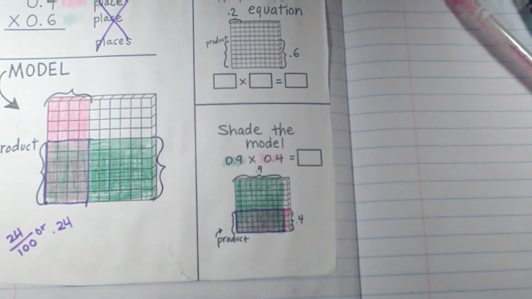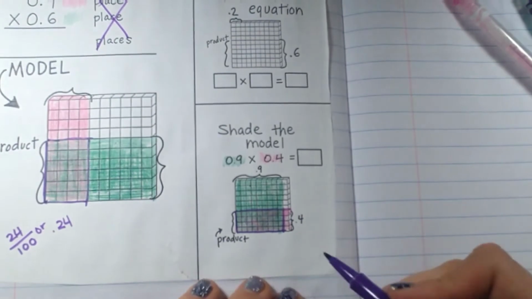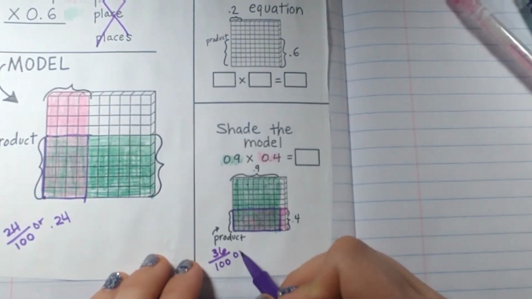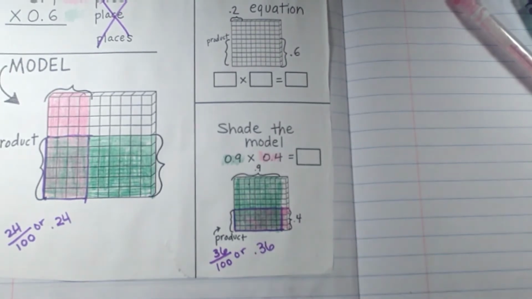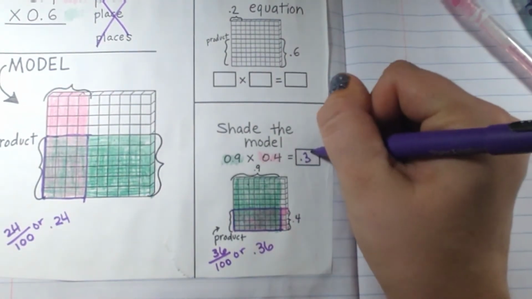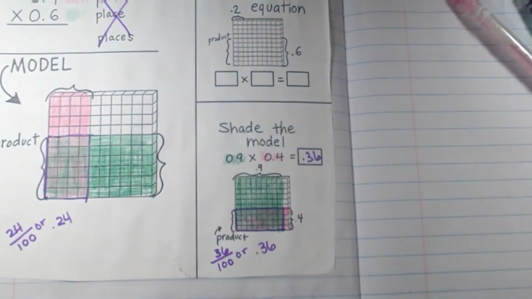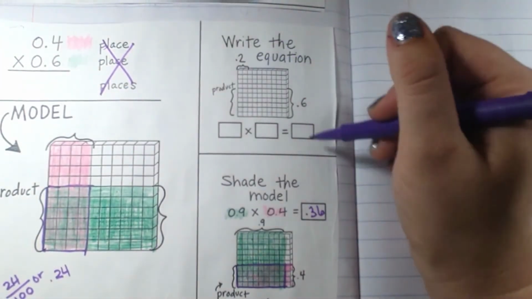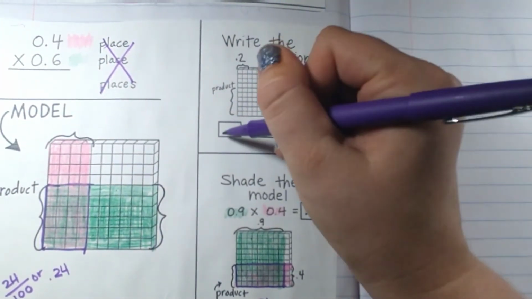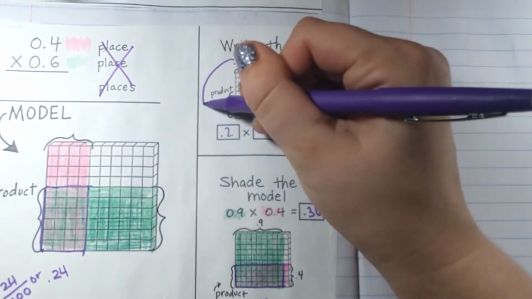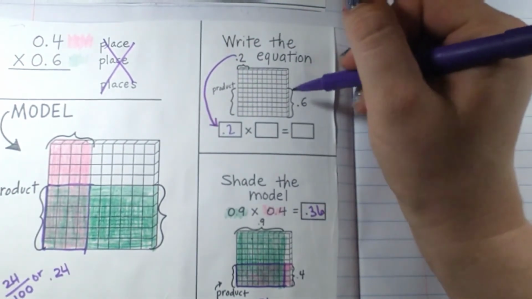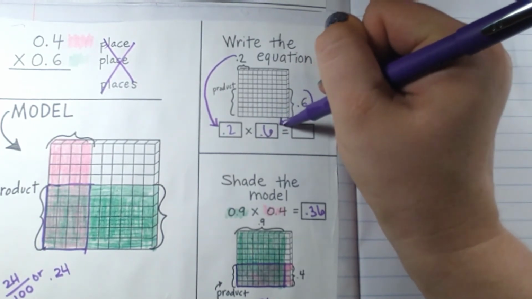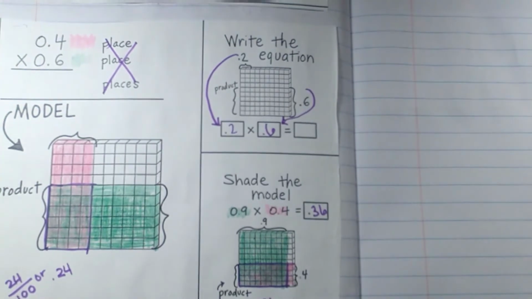Okay, so when we count them, we will actually have 36 hundredths. Okay. So if you know how to do that, you can work backwards. So basically, what I'm going to do is 0.2, I'm going to put over here. Okay. 0.6 is going to go here, and then I can shade it to find the answer.